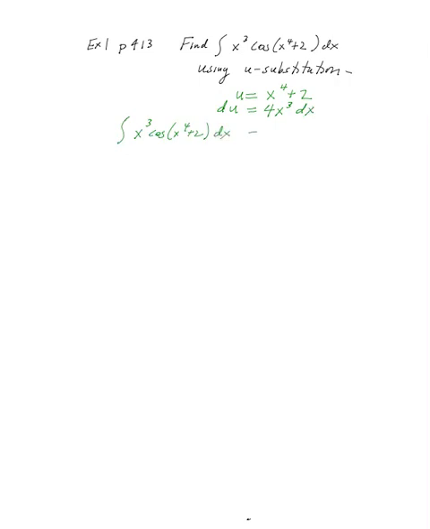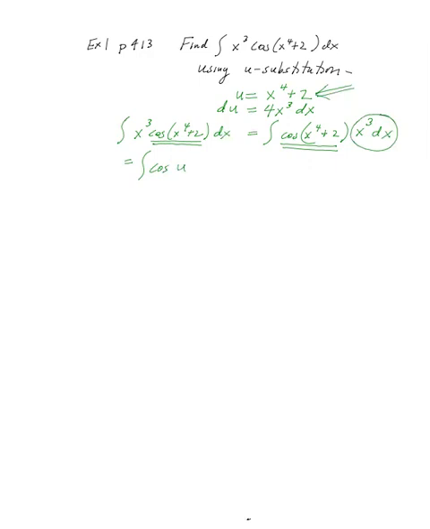Now, I'm old and gray, and I've learned if I put the composite function first, that usually makes life easier. So I'm going to do that. Cosine x to the fourth plus 2 is just what? u. Now what's left? x cubed dx.